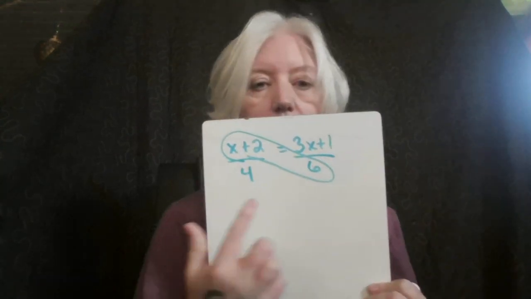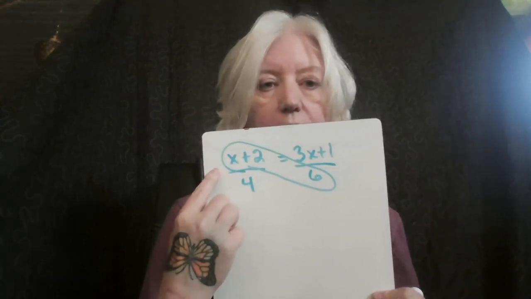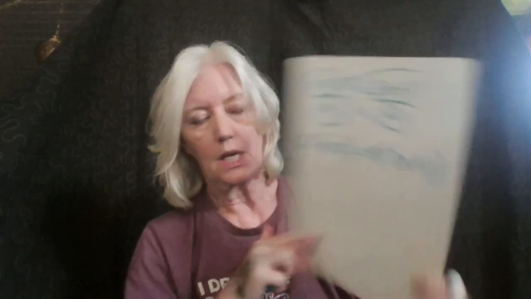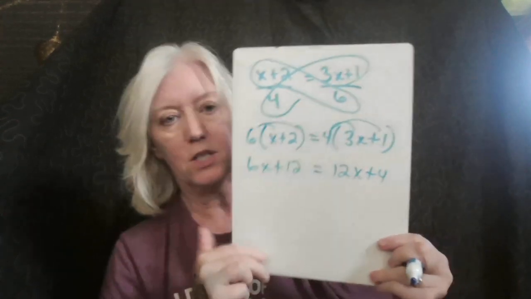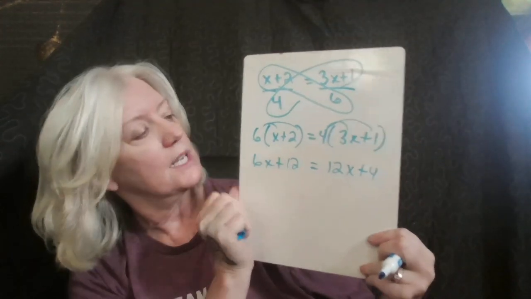So we need to multiply the 6 times the x plus 2, and then we're going to multiply the 4 times the 3x plus 1. So we're going to do 6 times x plus 2 equals 4 times 3x plus 1, like this. We're going to distribute: 6x plus 12 equals 12x plus 4. Remember, when you distribute, you multiply what's on the outside times everything on the inside.